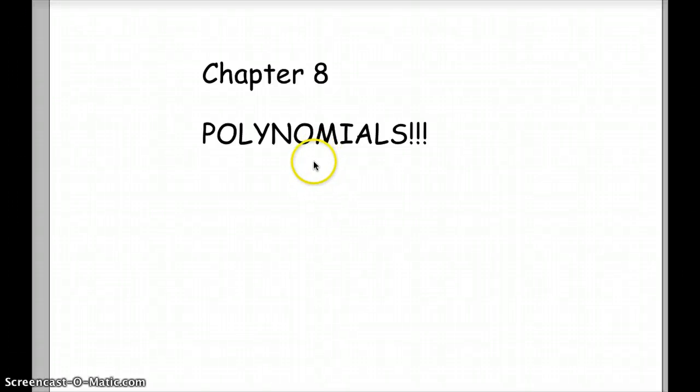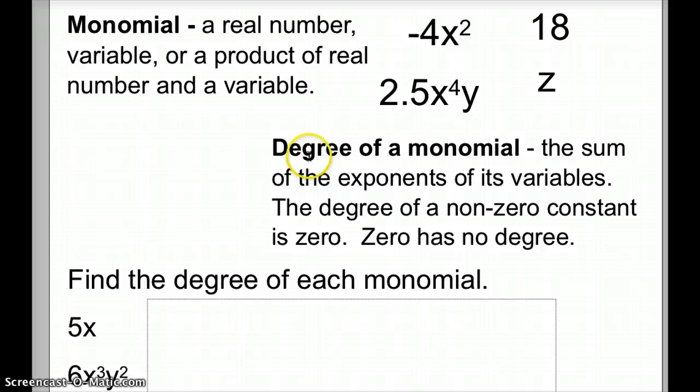Hello students, we're going to begin Chapter 8, Polynomials. Before we talk about polynomials, let's talk about what a monomial is. You've been dealing with monomials when you have been multiplying exponents. A monomial is a real number, like the number 18, a variable, like the letter z, or the product of a real number and a variable, like negative 4x squared is negative 4 times x squared.